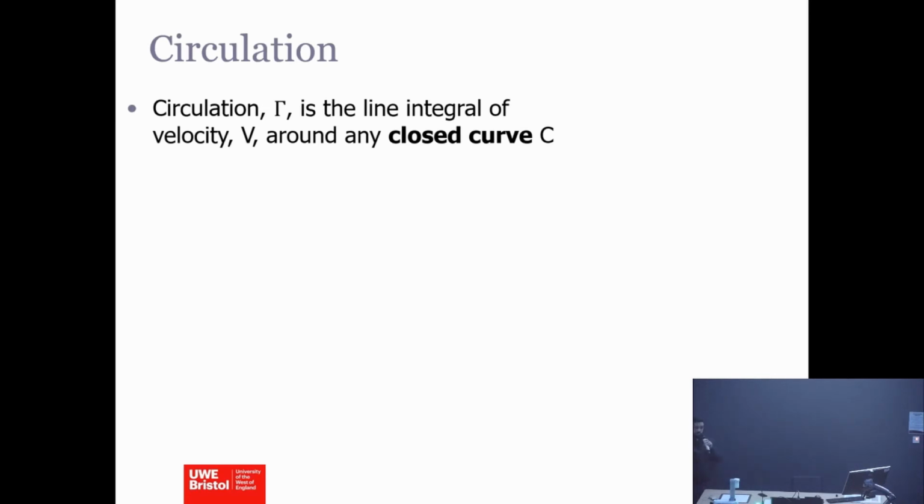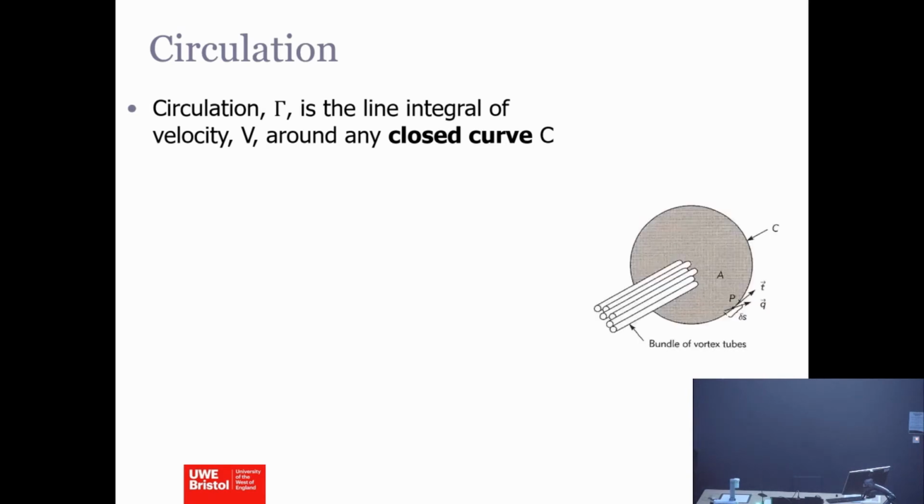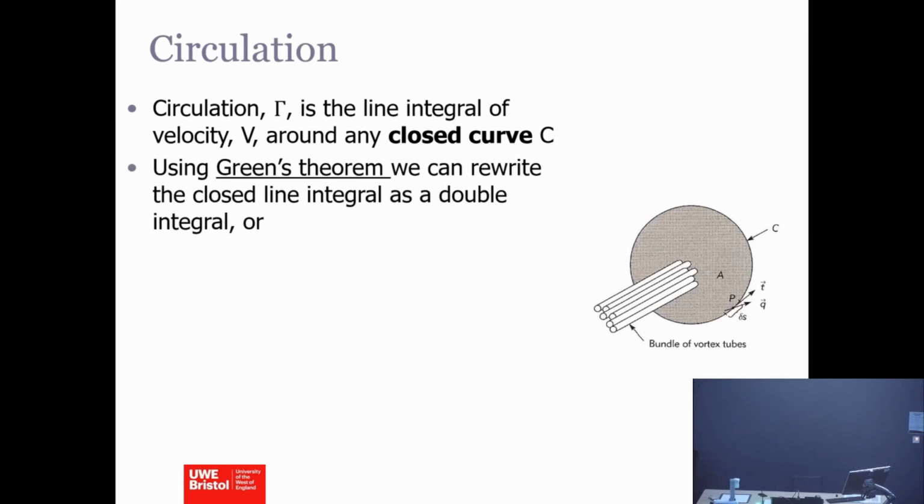Now, we've been talking about vorticity and so on. This is a new concept now. Okay, so you've got a closed curve C. As I said, there is a velocity field associated with it. If you take the integral of the velocity field along this curve C, you get circulation. That's by definition. We can also use something called Green's theorem, which allows us to write this line integral differently.